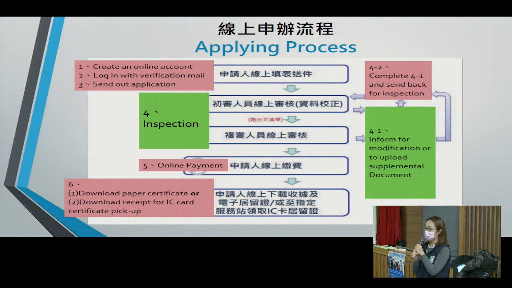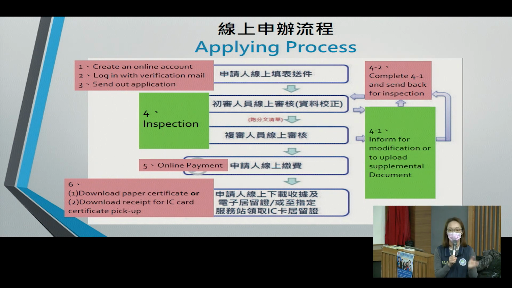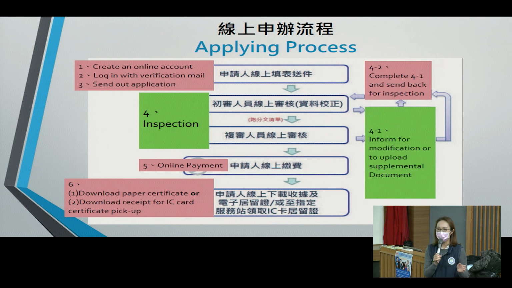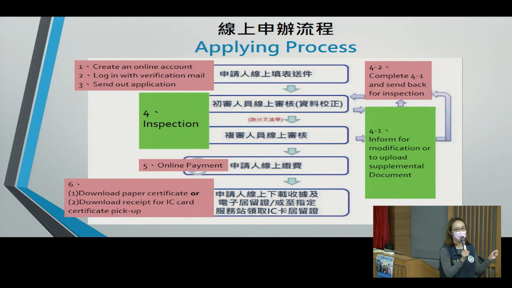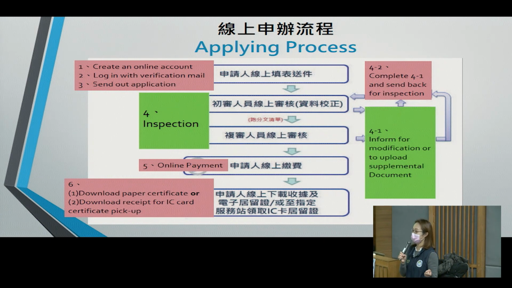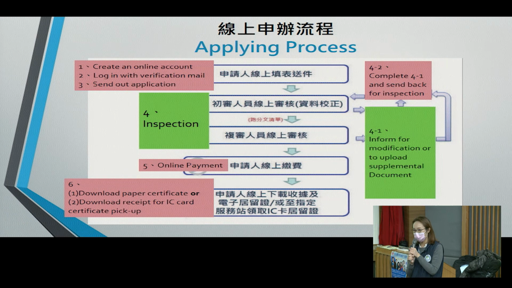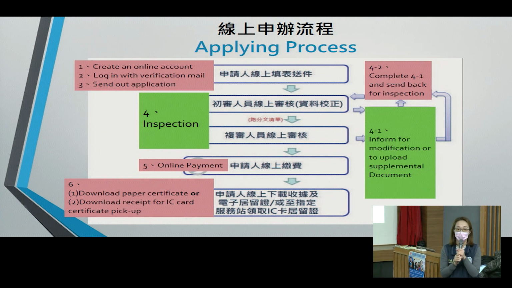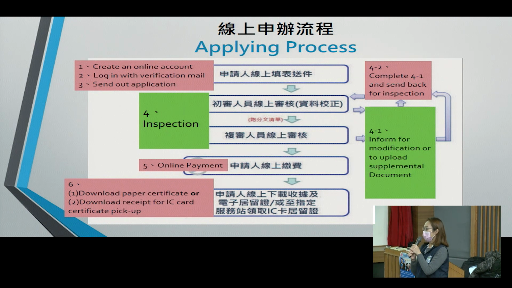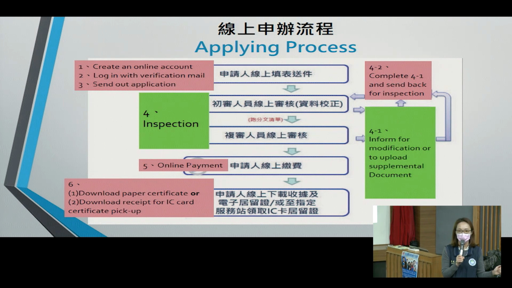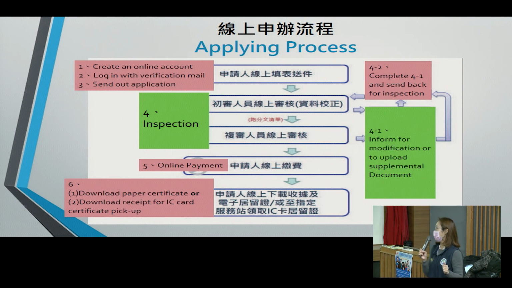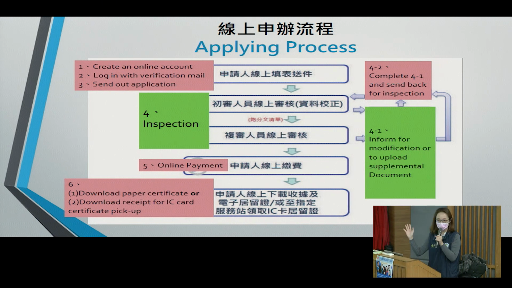And it takes about 5 working days for our inspector to review your case. But if any information needs to be changed or any additional supplemental documents need to be uploaded, your case will be sent back to you by our inspectors, and definitely it will take some more days. So when your case is finally closed or approved and you've done your online payment, you can either download your paper certificate by yourself, or you can download your receipt and bring the receipt to the service center you choose to pick up your ARC. So that's quite simple.